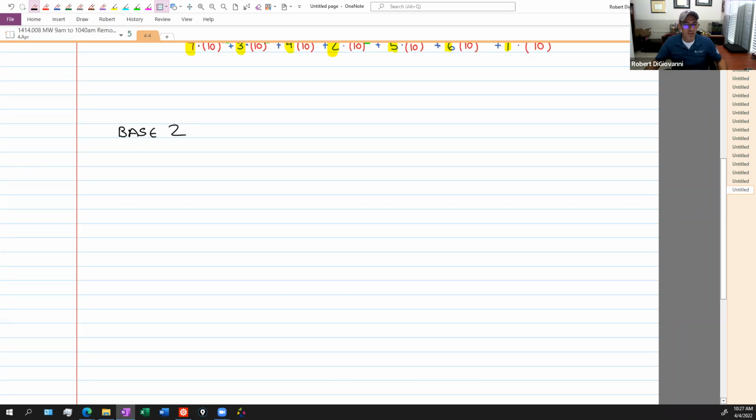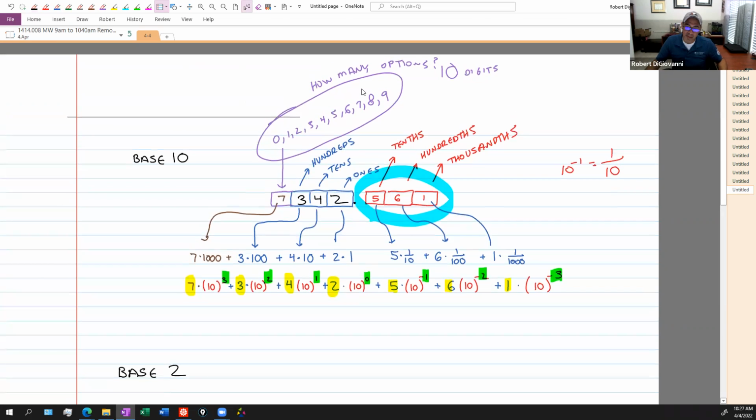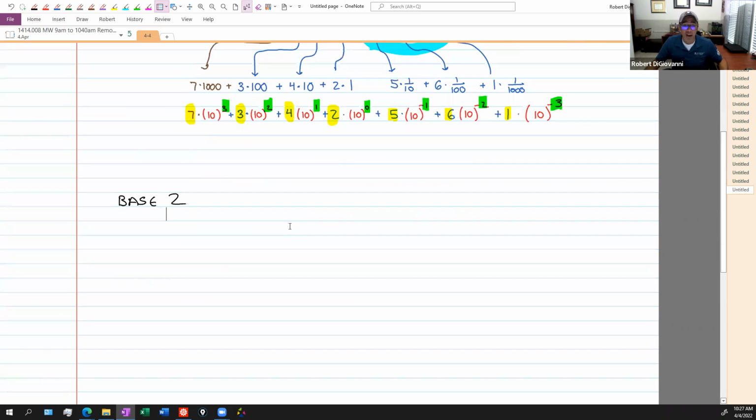What if we had a base 2 system? Well, how many different options would we have? Remember base 10, how many options did we have? We had 10 options, right? So if we're in base 2, how many options would you have? 2 options. What do you think they are? 0 and 1.